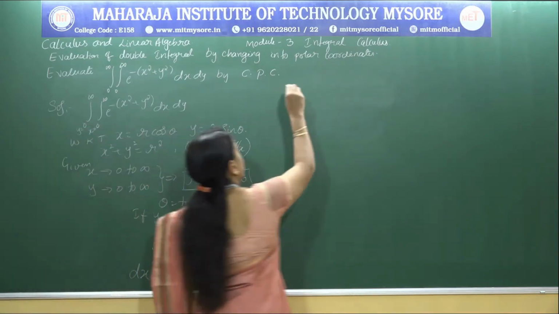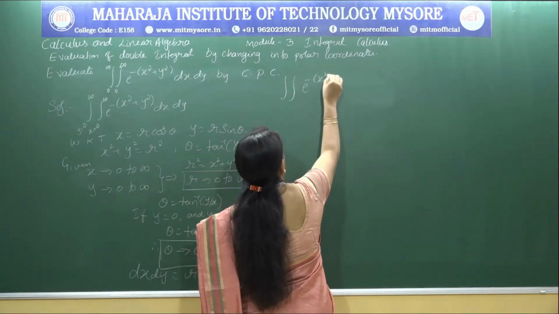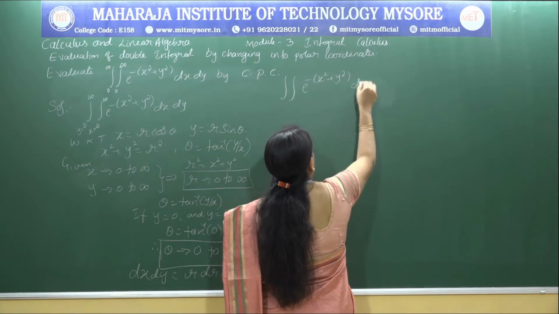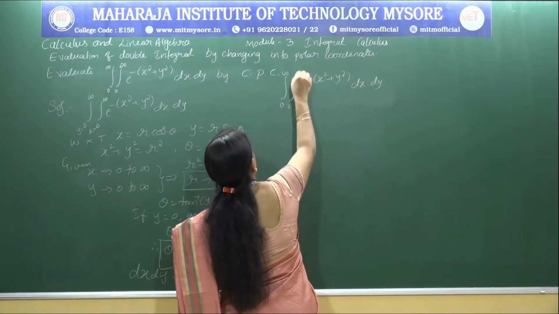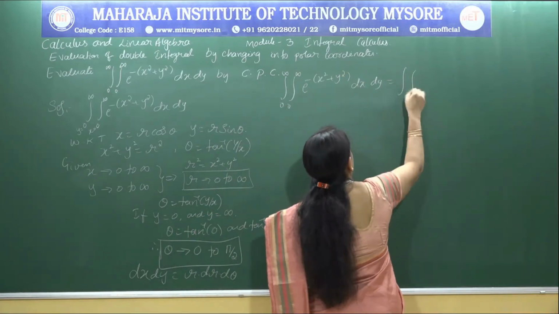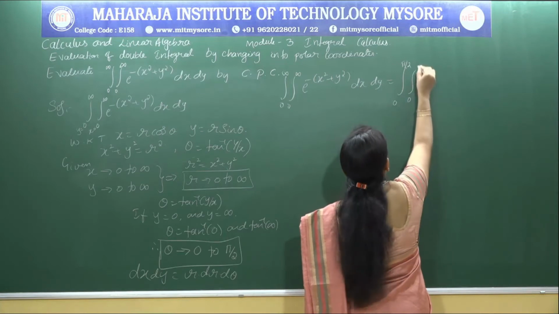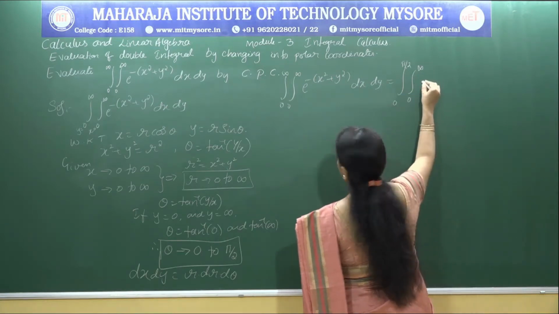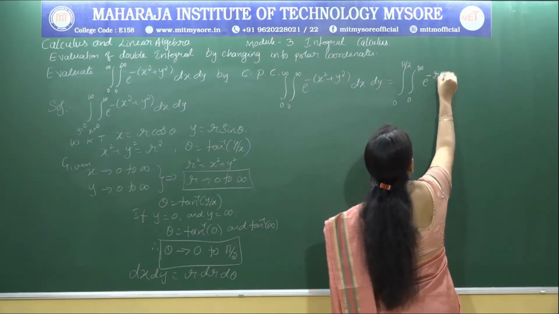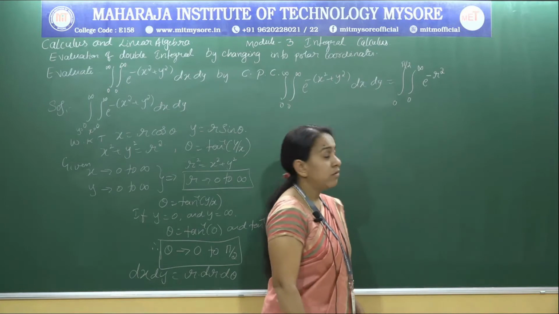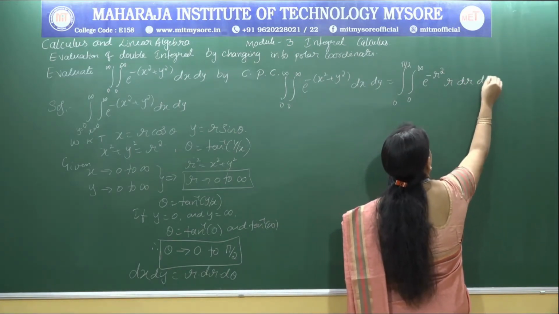Therefore, consider the given double integral e to the power of minus of x square plus y square dx dy between the limit 0 to infinity. It can be replaced by the double integral 0 to pi by 2 and 0 to infinity e to the power of minus r square, since x square plus y square is r square, and dx dy is r dr d theta.